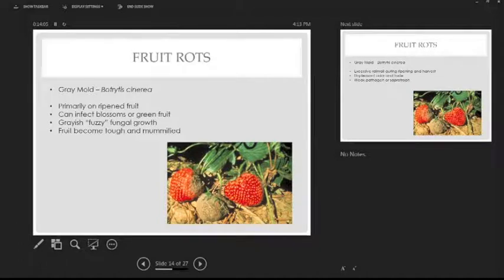And as in the picture, you'll see that fuzzy growth. Those are masses of spores, not individual, but masses of spores. So when that happens, your other fruit are at very high risk for infection. Gray mold is not an aggressive fungus. It's a very mild-mannered fungus.